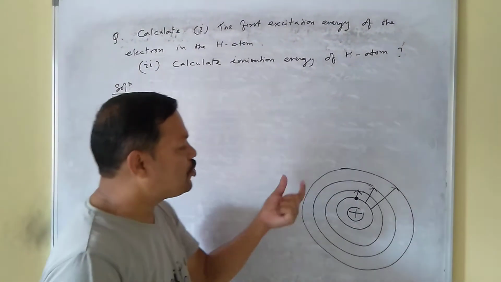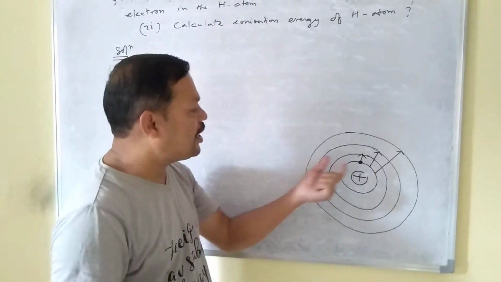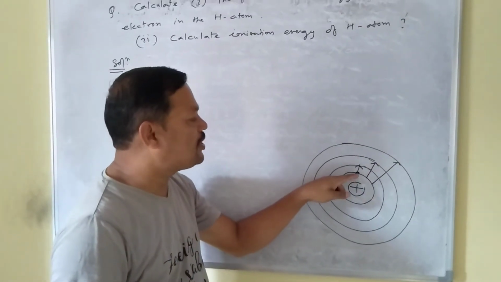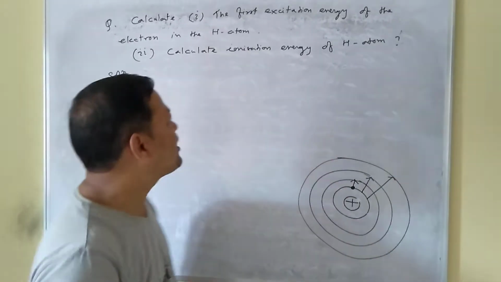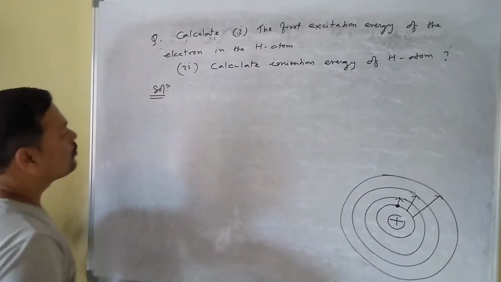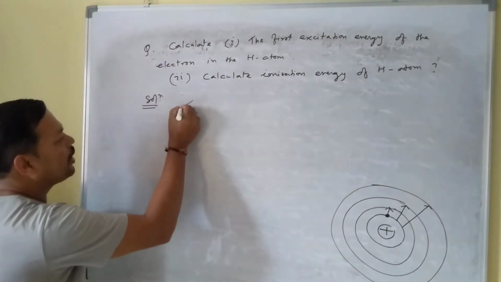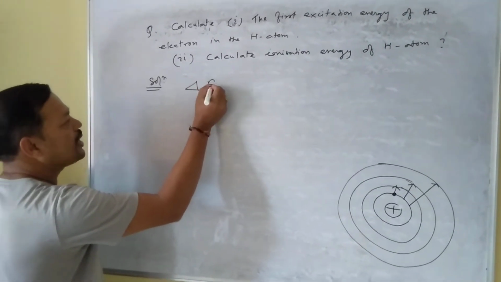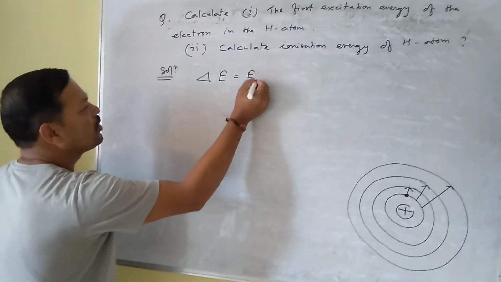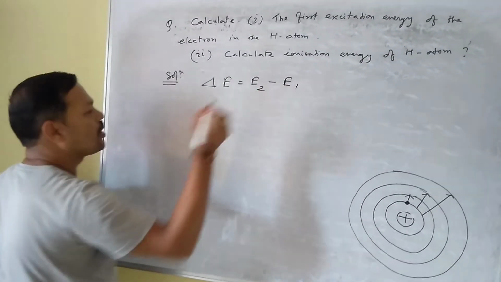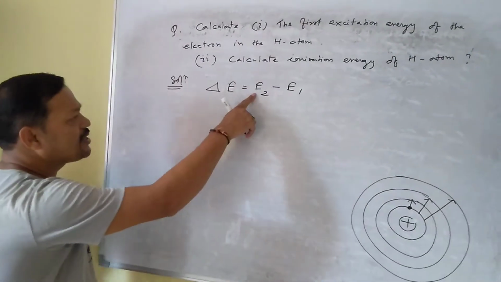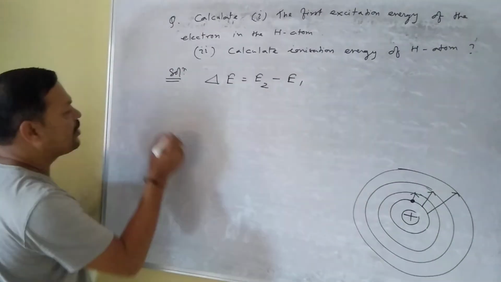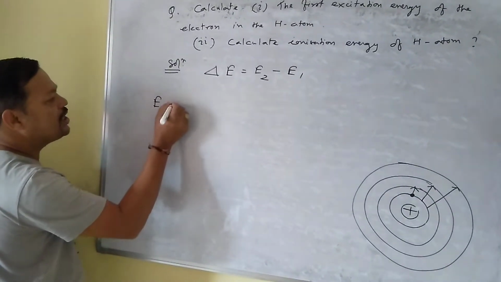I mean, you have to determine how much energy it will absorb when the electron jumps from the first cell to the second cell. As you know, to determine the amount of emitted or absorbed energy, the formula was delta E is equal to E2 minus E1, I mean higher energy level minus lower energy level. So first, you determine E2.